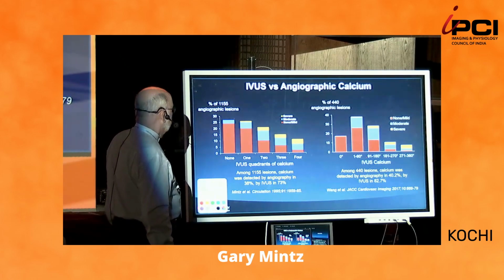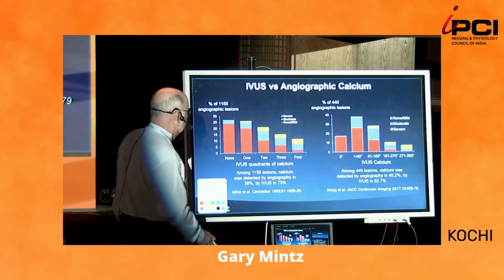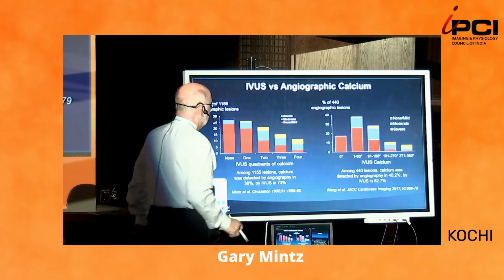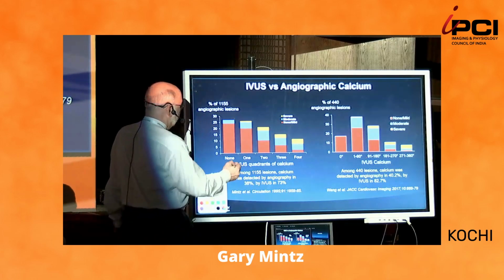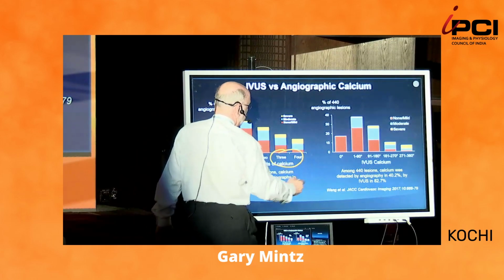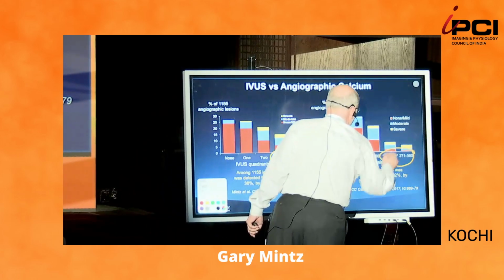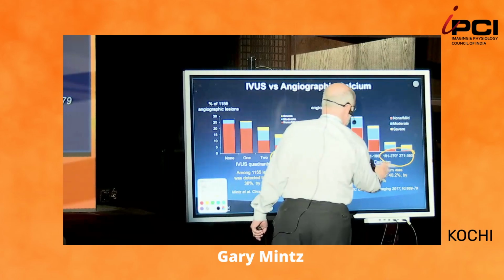Now, this is something that I wrote a long, long time ago, and we repeated it, and it just shows you that it's only until you get about 3 or 4 quadrants of calcium that the angiogram starts to become even close to reliable.